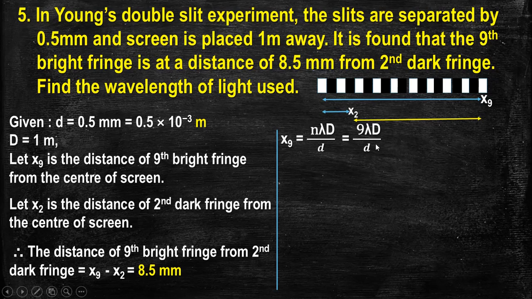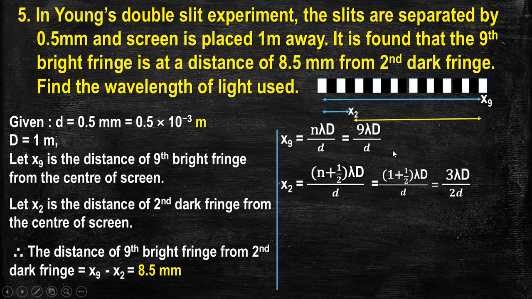9 lambda D upon d. This is your first equation. Then X2 is the distance of second dark fringe. This is the condition for dark region: n plus half into lambda D.